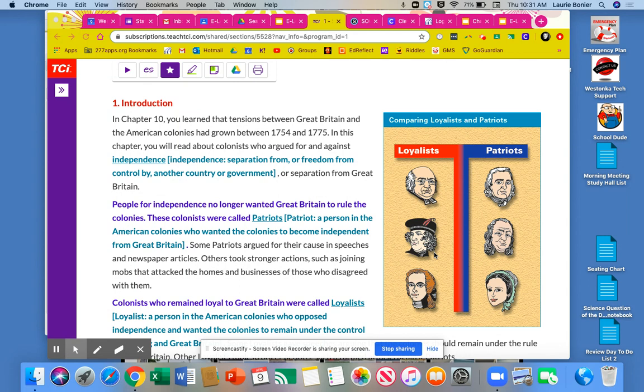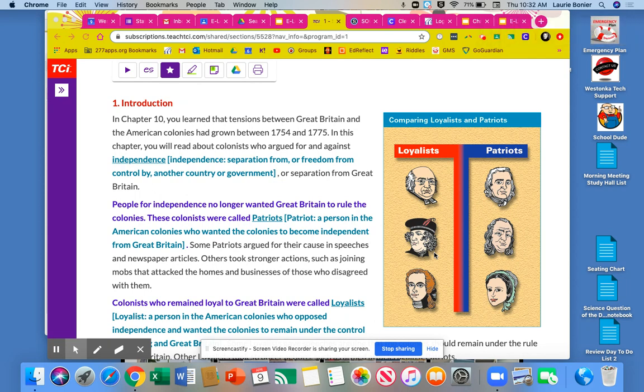And when we left off in chapter 10, we had a lot of growing tension between the colonies and Great Britain. We had Great Britain passing acts and imposing taxes that they expected the colonies to follow. And the colonists felt that they were unfair, that they didn't have representation, so taxation without representation, and they began to rebel and protest and argue against these unfair laws.